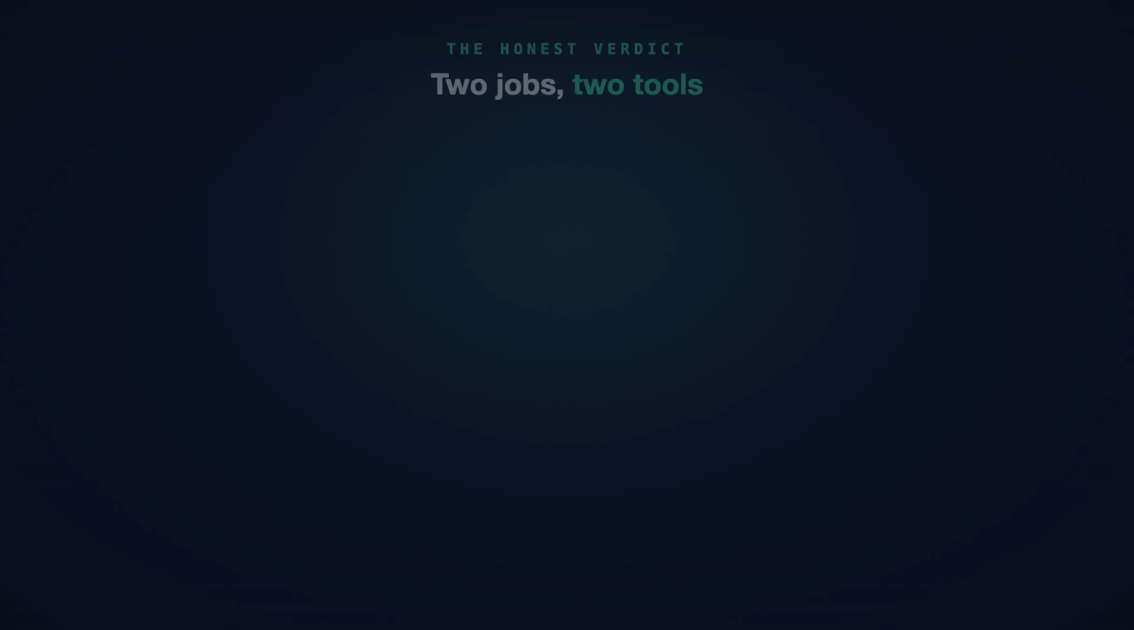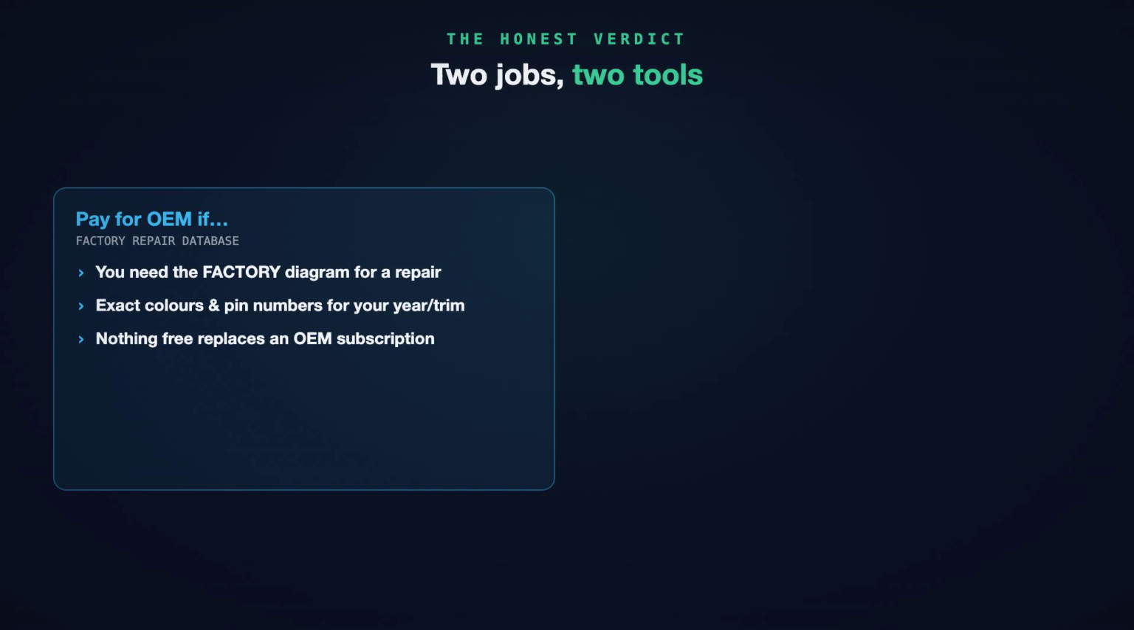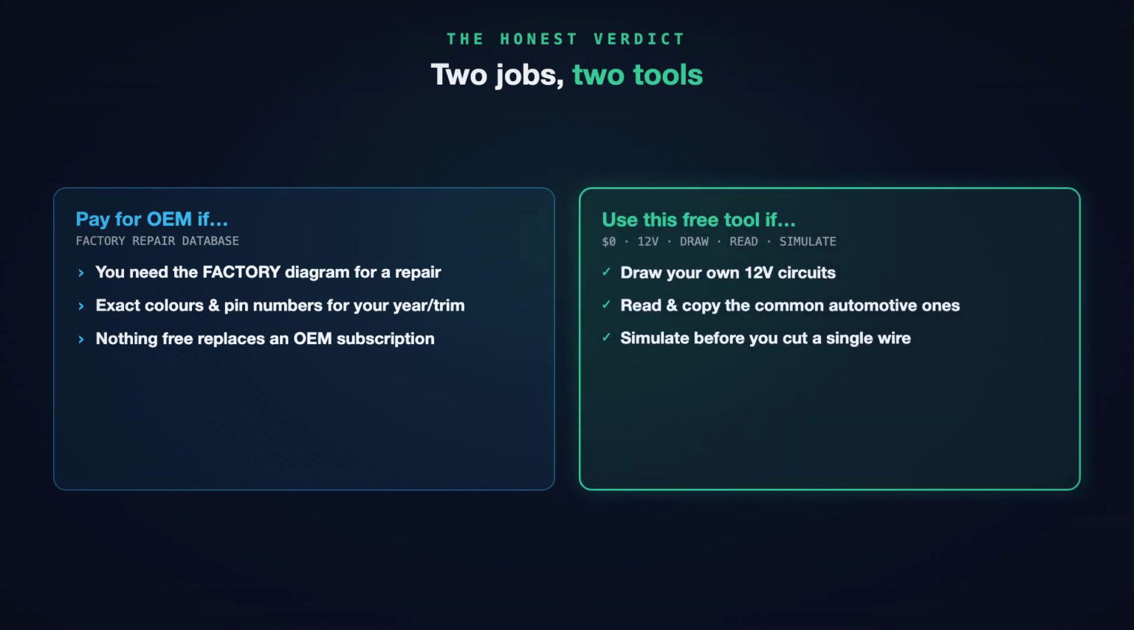So, the honest verdict. If you need the original factory wiring diagram for a specific repair, the exact colors and pin numbers for your year and trim, pay for an OEM service subscription. Nothing free replaces that. But if you want to draw your own 12-volt circuits, read the common automotive ones, and actually simulate them before you cut a single wire, this free browser tool is genuinely hard to beat. Real automotive symbols, a library of real diagrams to copy, wires that route themselves, and a live circuit check. Free, on desktop or phone, no install.